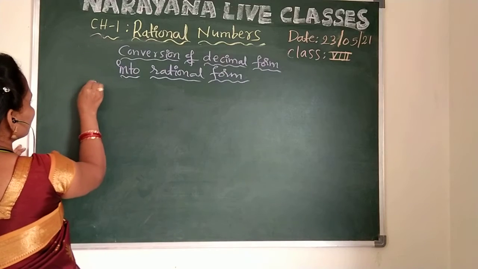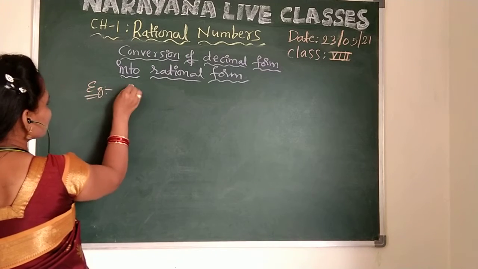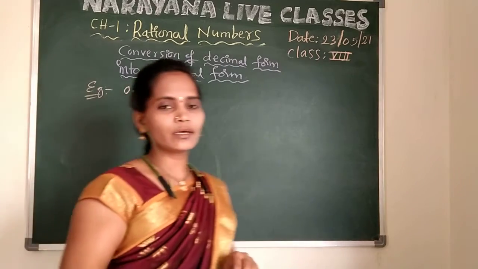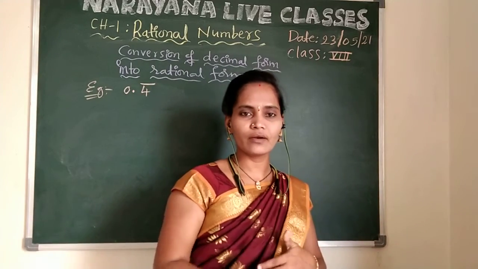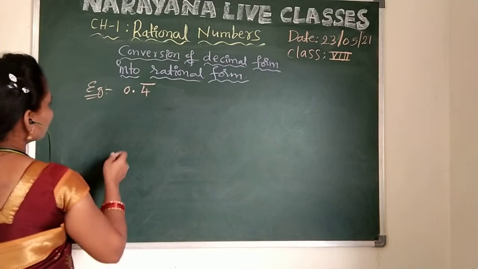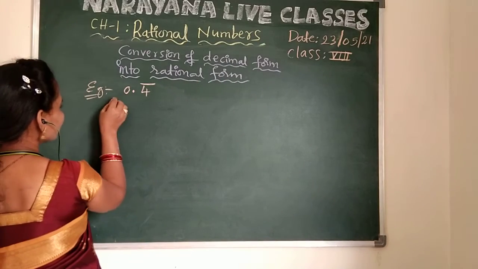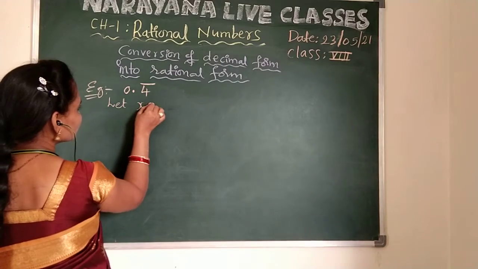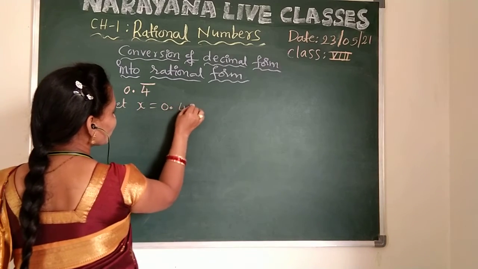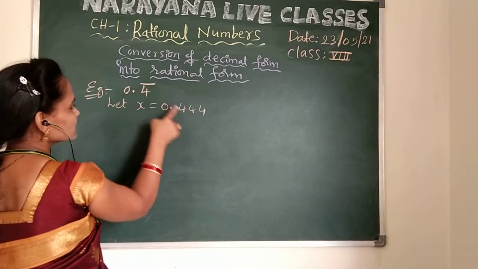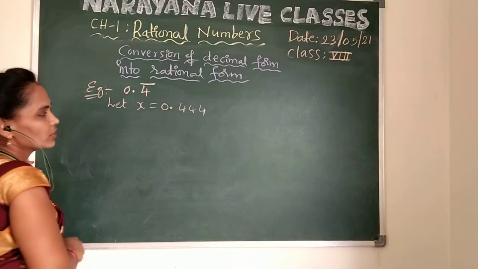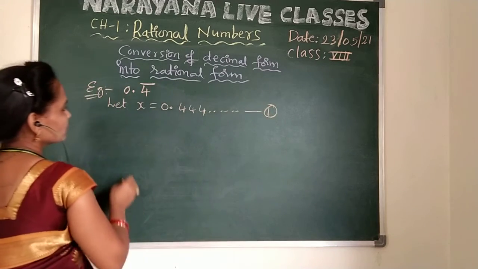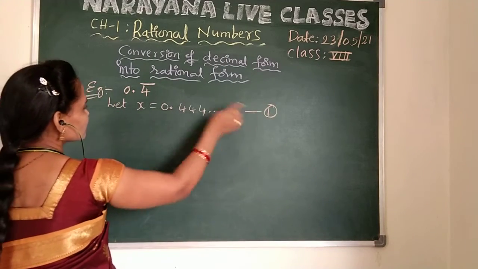See here, I told you the example. This is a non-terminating decimal number. How can we convert it into rational form? Very simple. For the given non-terminating decimal, let us take x equals 0.444 and so on. The bar indicates repeating of that digit, as I said already. Let us say this is equation 1.